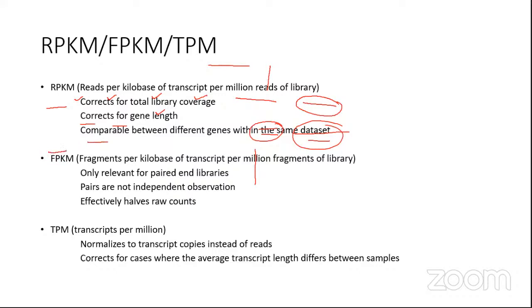FPKM, fragments per kilobase of transcript per million fragments of the library. Here it won't consider the gene length. It just considers the depth of the data. TPM, transcripts per million. This is very simple. It just gives you the quantification based on per million of data.